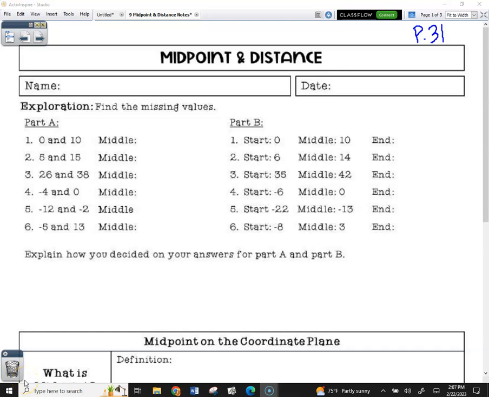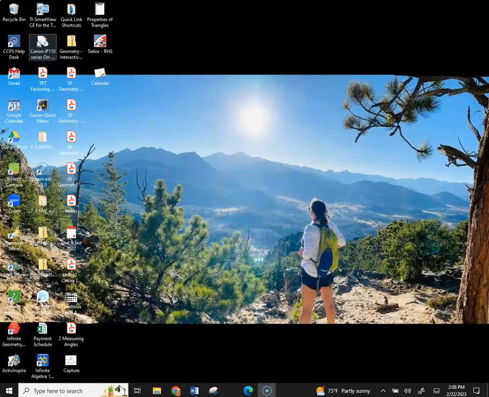Looking at page 31, we are revisiting distance and midpoint, specifically midpoint. If you remember the day that we started this sheet, we had a little section that I said, hold off on this. We're going to come back to this after we take a quiz over it. And so that's today.